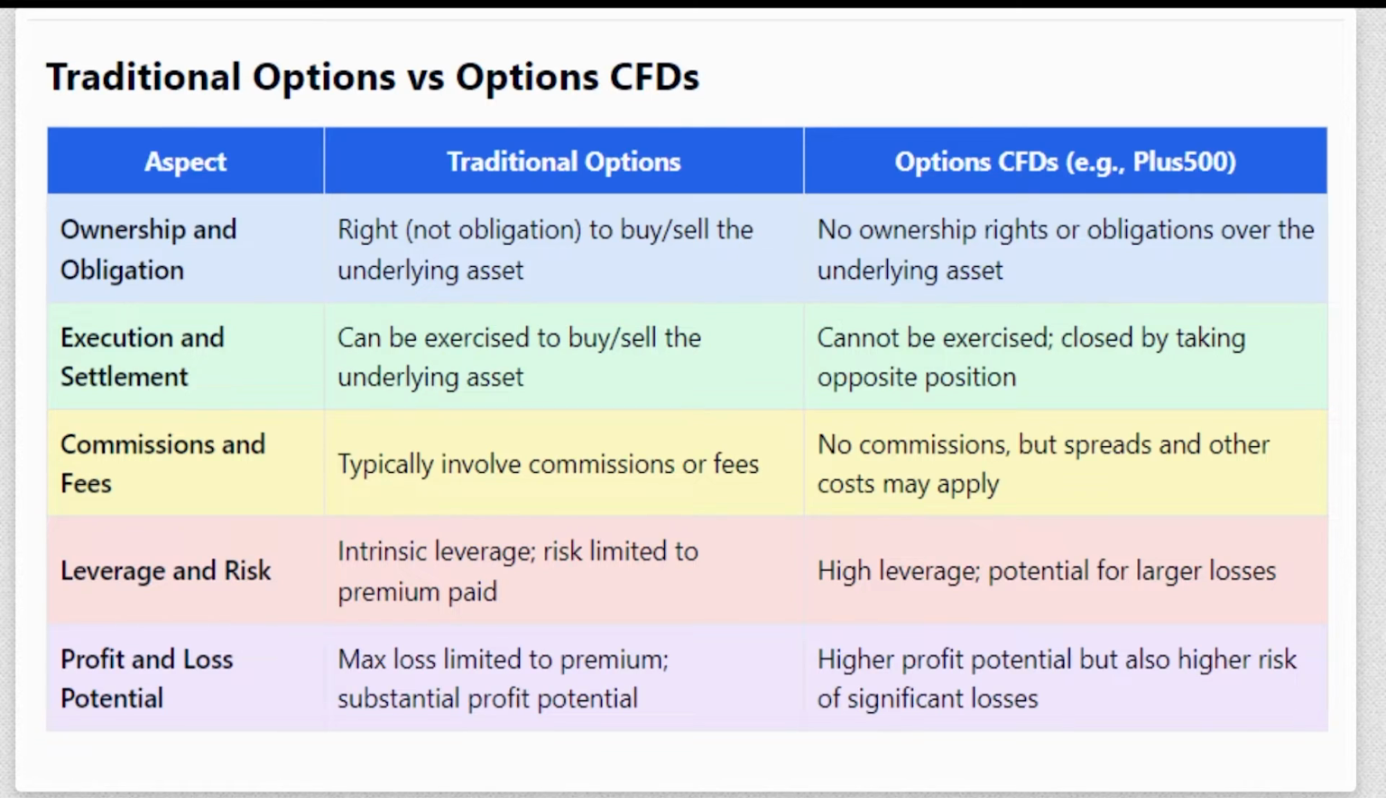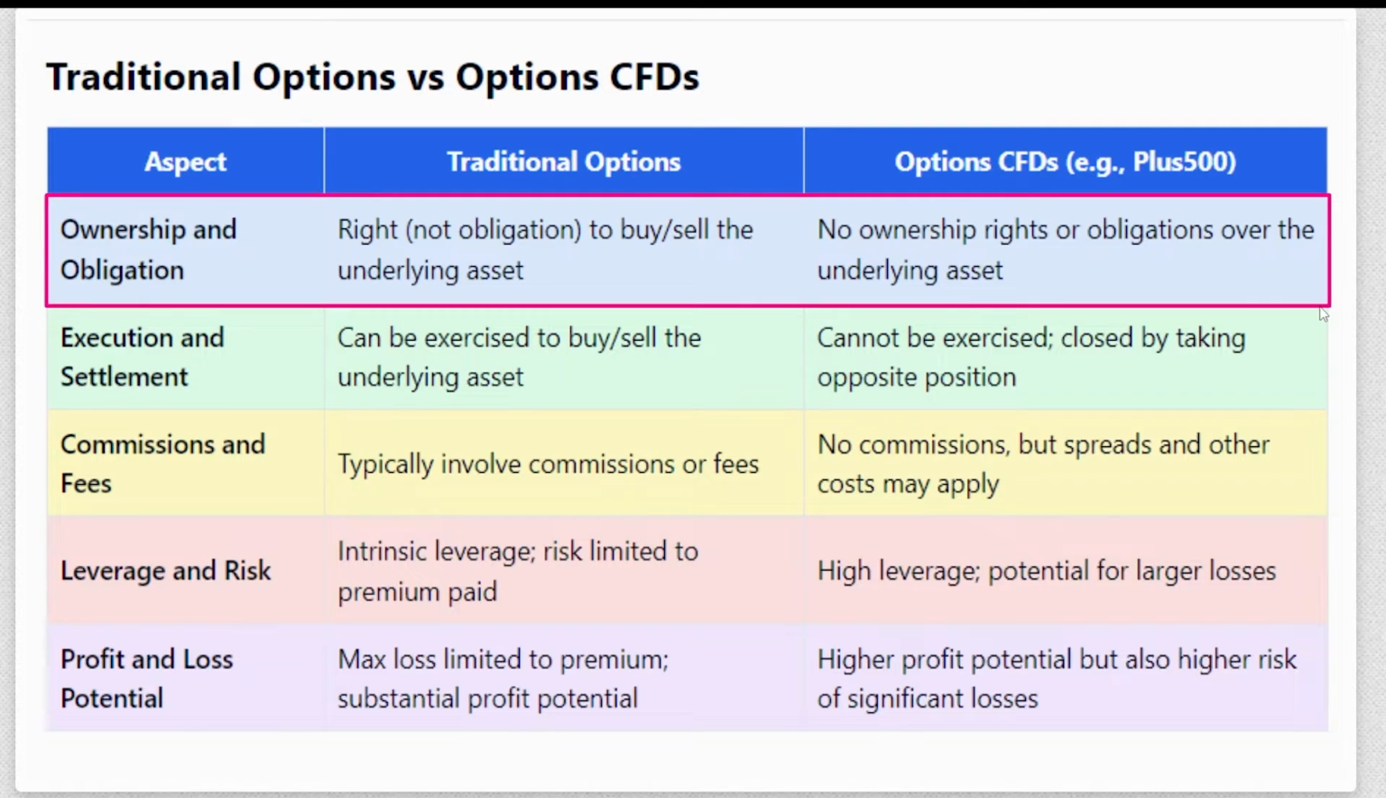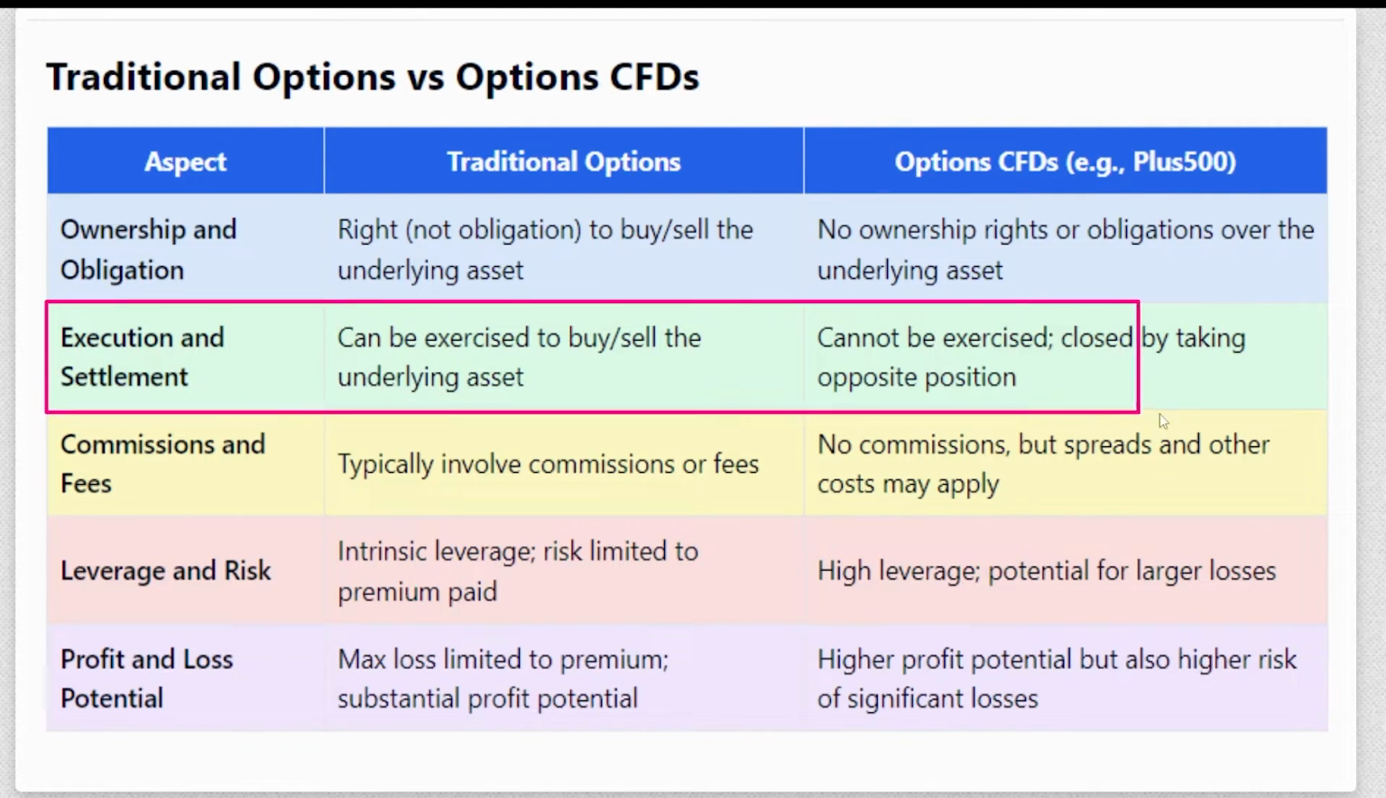So one of the first things is the ownership and obligation. Traditional options give the buyer the right, but not the obligation, to buy or sell the underlying asset at a specific strike price before the option's expiration. That means if you hold the option, you can choose to exercise it to buy (call) or sell (put) the underlying asset. Now, option CFDs are quite different. These do not confer any ownership rights or obligations over the underlying asset. Instead, you're speculating on the price movements of the options themselves. You only realize profit or loss based on the difference between the opening and closing price of the CFD.